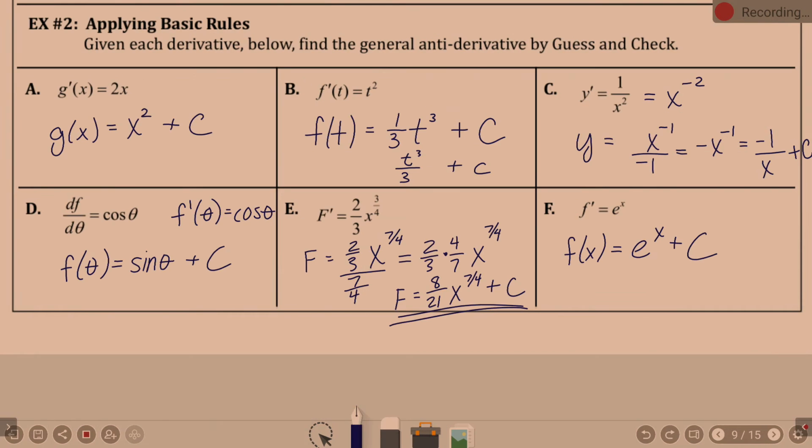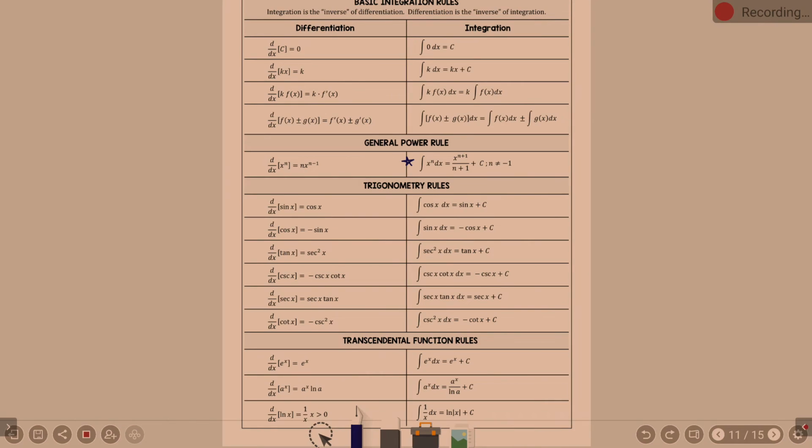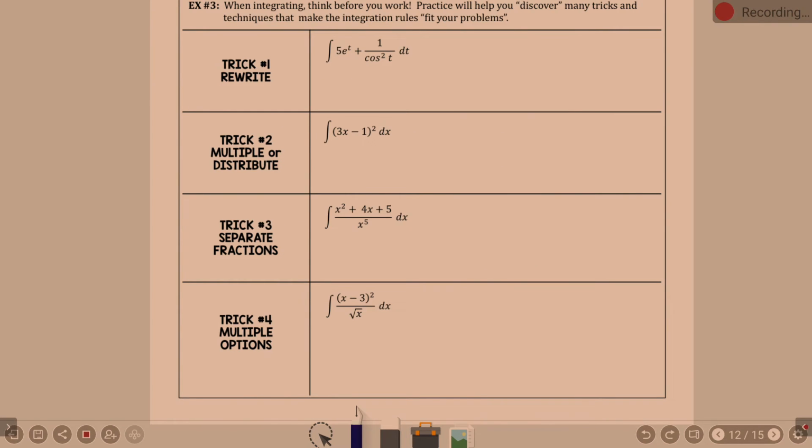Oops, wait, I'm going the wrong way. So now you go back to where you were, and let's look at example 3. When integrating, think before you work. Practice will help you discover many tricks and techniques that make the integration rules fit your problem. Some of these, as you know, you get used to and will be very obvious. Some of them, the more we practice them, the better off we'll be.